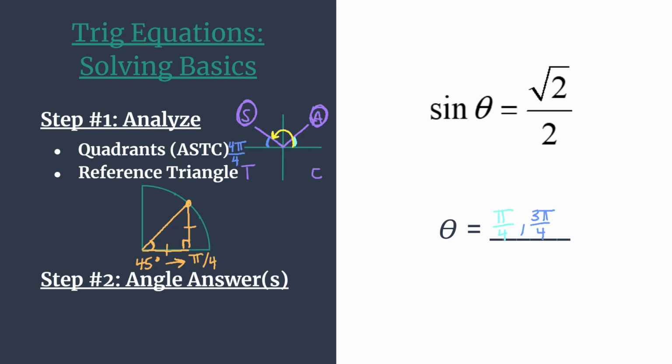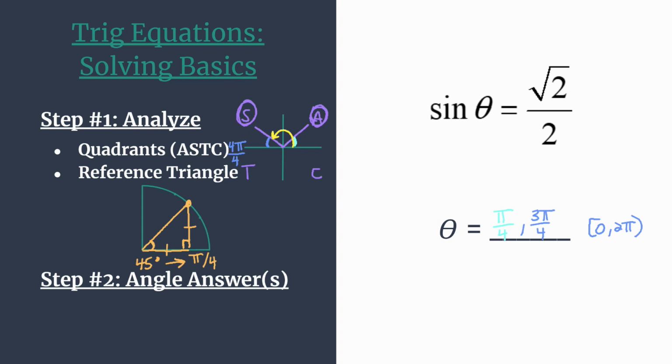And you can, of course, plug them back in and double check. If you calculate exact values, the sine of pi over 4 and the sine of 3 pi over 4 are both equal to square root of 2 over 2. So if you were just finding solutions from 0 to 2 pi or solutions on the unit circle, you're done.